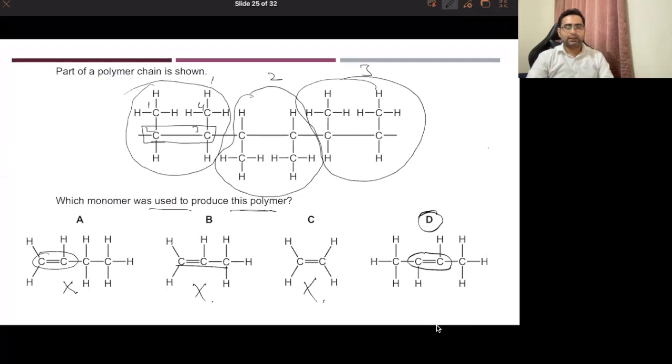It doesn't matter whether it is downward or upward, because the orientation of these carbons can be changed or can be different. So this doesn't matter, because if you rotate them, they will come to the same position.